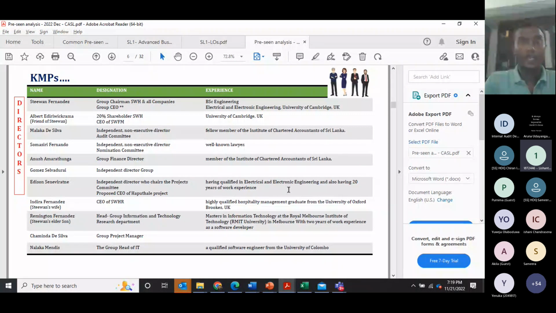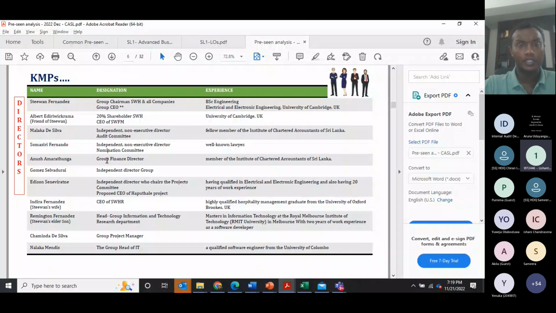Then this is another key slide where you really see that this slide summarizes the key players in the business, including directors and their experience, qualifications. The Stephen we already spoke about, the Albert, the best friend, right? Governing two businesses. And as independent directors, we can see Malaka de Silva, independent. He's the audit committee, probably chair.